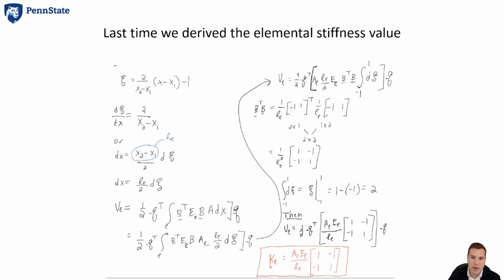All right, and then we were left with the total elemental strain energy is 1/2 Q transpose times the quantity AE E sub E over LE. Okay, so these are all properties of the element. Then we had some 1s and -1s. So that leaves our elemental stiffness matrix. We're going to call that K sub E, looking something like this. All right, so we made that elemental move.